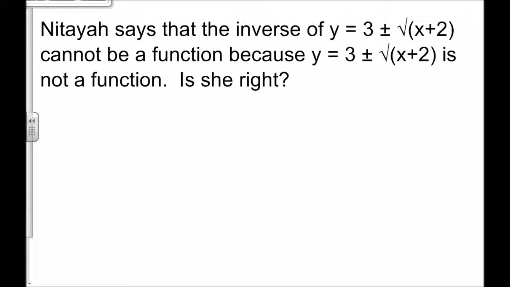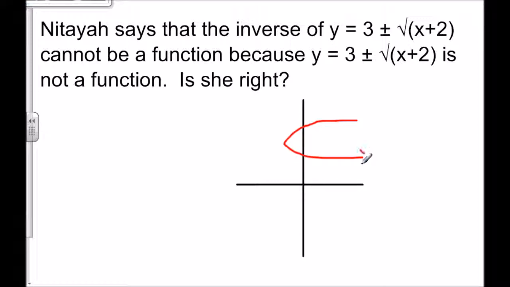We'll do graphing first. 3 plus or minus the square root of x plus 2 is going to look roughly like this. That would be 3 plus the square root of x plus 2. This would be 3 minus the square root of x plus 2. Remember, the 3 is going to move it up 3. The x plus 2 will move it to the left 2. So that's what the function would look like.